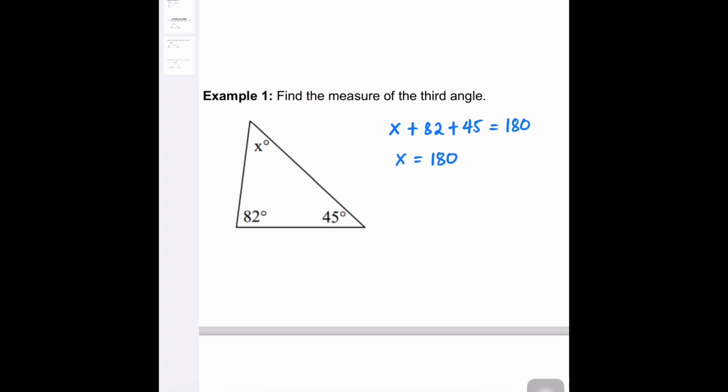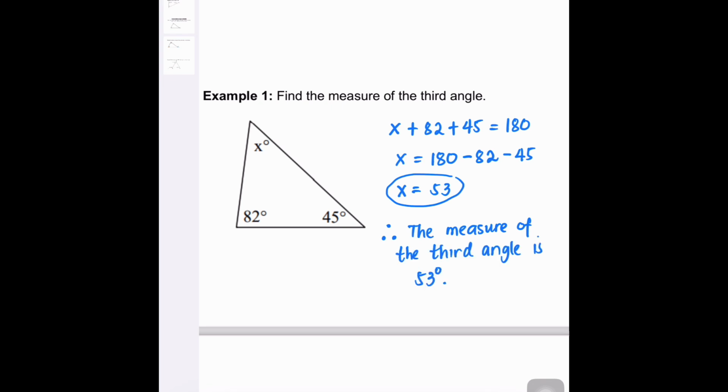82 will be moved to the right-hand side. So from positive 82, it will become negative 82. Same goes for 45. It will become minus 45. And then from here, we can simplify. x will be equal to 180 minus 82 minus 45, and it's going to be equal to 53. Therefore, the measure of the third angle is 53 degrees.